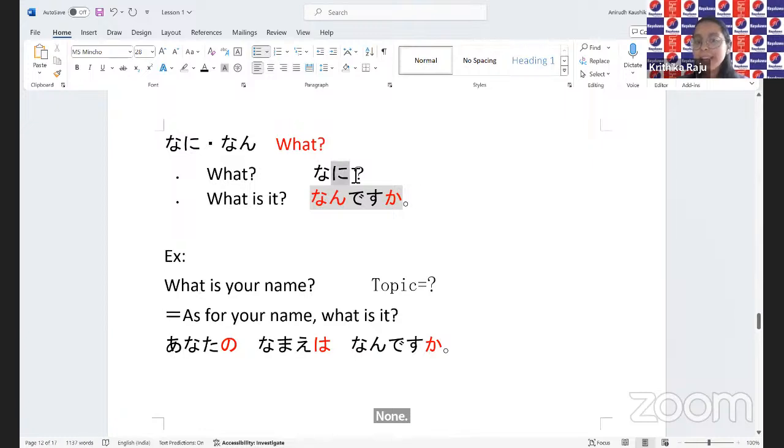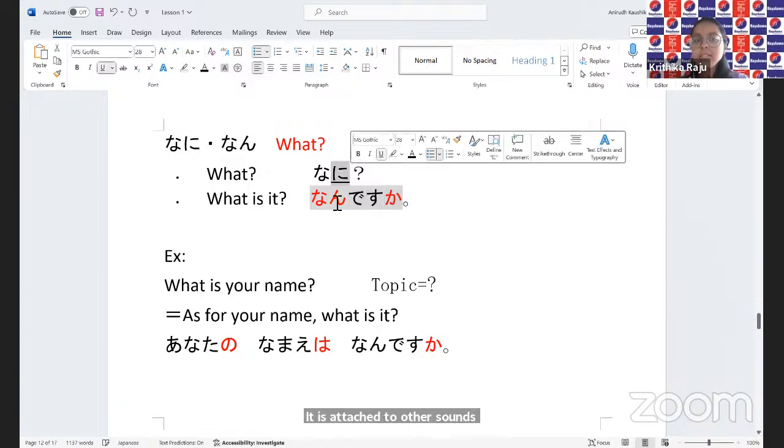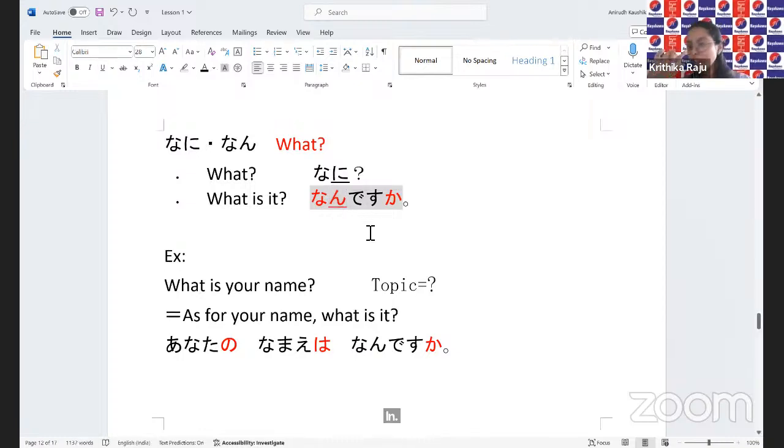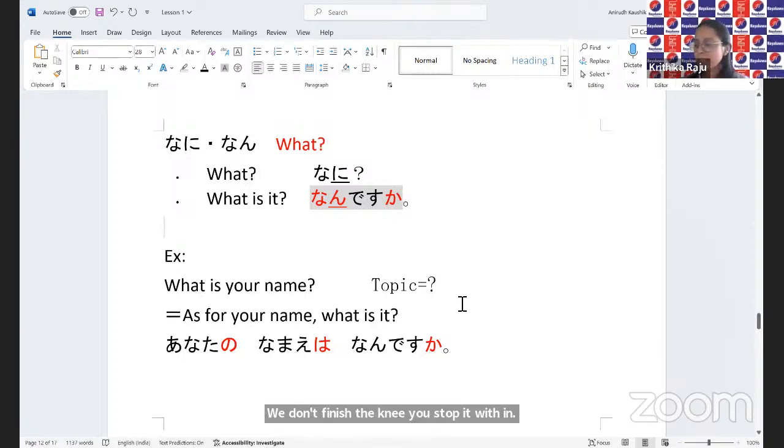Alright, the ni gets shortened because it is attached to other sounds. So ni becomes shortened. You don't finish the ni, you stop it with n. Okay, nan desu ka? Can you all repeat after me? Nan desu ka? Nan desu ka? Nan desu ka?